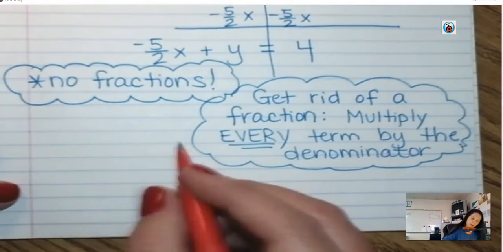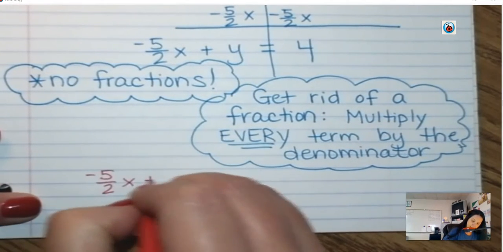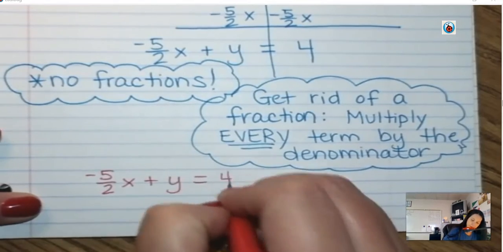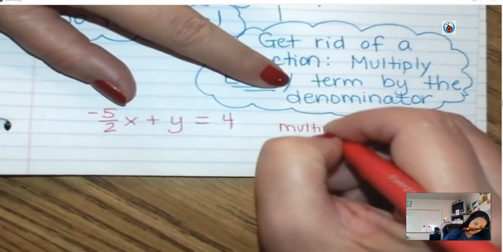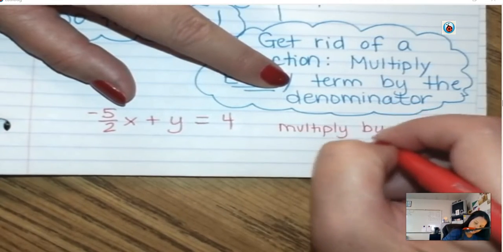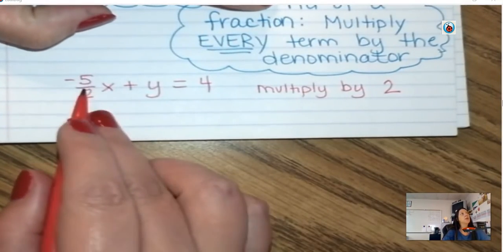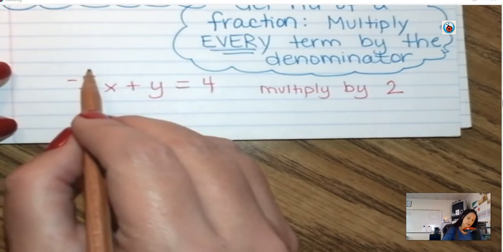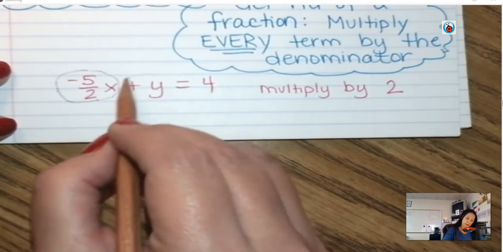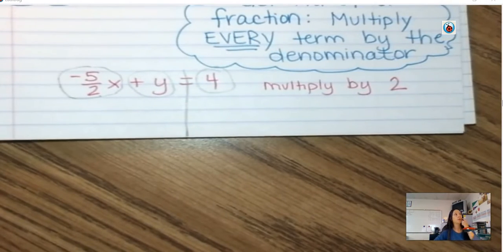So I'm gonna write the problem again. So it's negative 5 over 2 x plus y equals 4. I'm gonna multiply everything by 2. So that denominator is a 2, the number on the bottom is a 2, so I'm going to multiply each term. So there's 3 terms, right? We can see each one. Here's a term, here's a term, here's a term. We're going to multiply everything by 2.